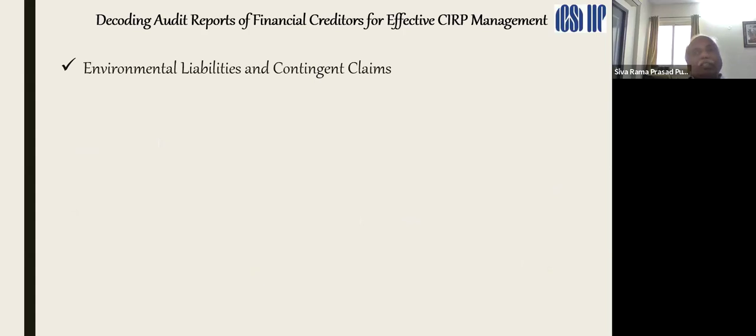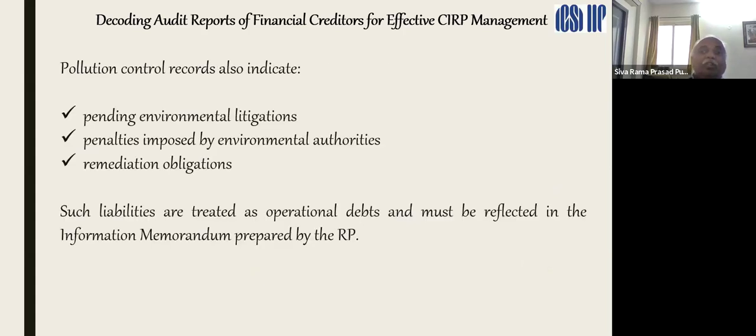Environmental liabilities and contingent liability claims. Pollution control records also indicate pending environmental litigations. Whatever the pollution related issues are there, that is to be resolved. Otherwise, it leads to claims also, penalties imposed by the environmental authorities, and remediation obligations. Such liabilities are treated as operational liabilities and must be reflected in the information prepared by the resolution professional.